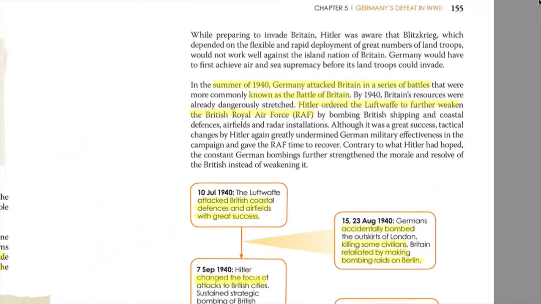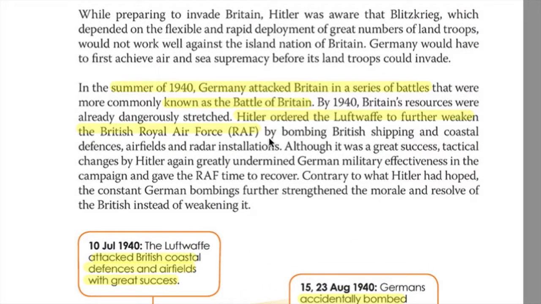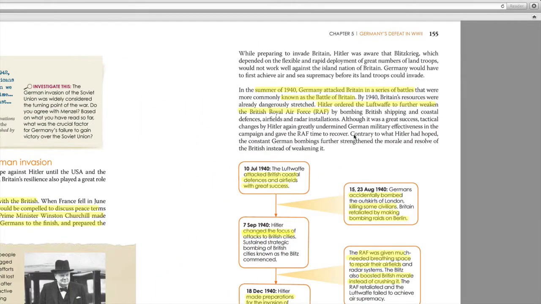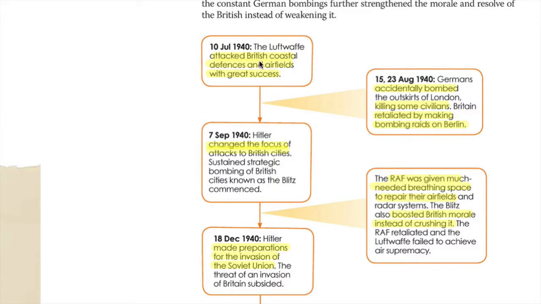In the summer of 1940, Germany had attacked Britain in a series of battles known as the Battle of Britain. And as we discussed earlier, he ordered the Luftwaffe, which is the German Air Force, to weaken the British Royal Air Force. But of course, things didn't go quite as planned. At first, they attacked British coastal defences and airfields.